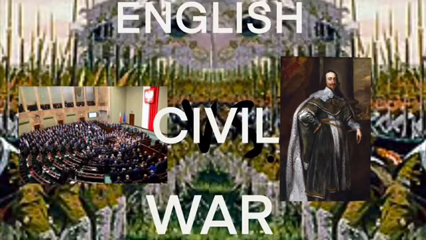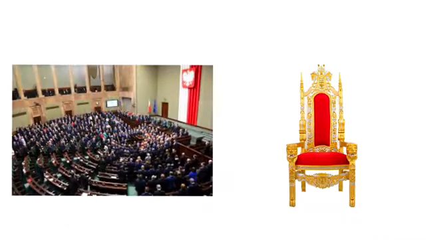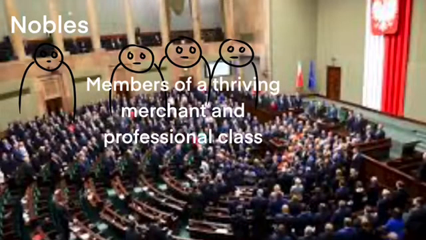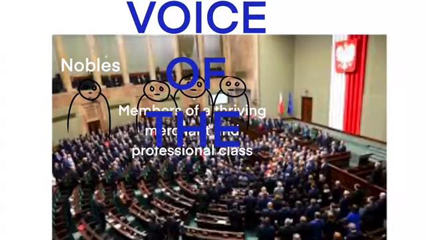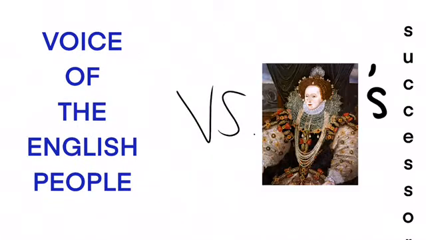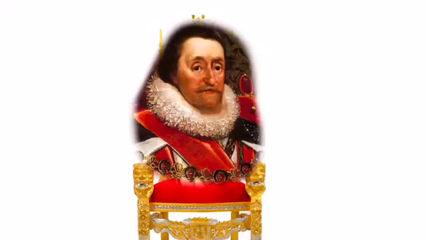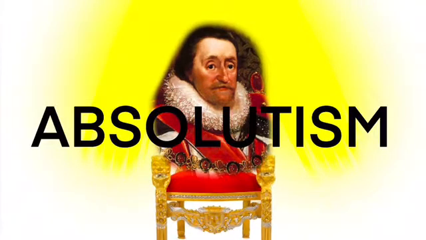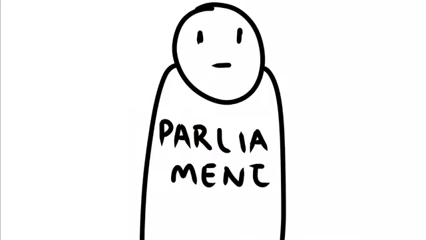Ah, yes, the English Civil War. Issues with Parliament and the question of who was to take the throne. Parliament was made up of nobles and members of a thriving merchant and professional class, or the voice of the English people, who clashed with the monarch they had invited to succeed the heiress Elizabeth I. James I agrees to take the throne in 1603 under the idea of absolutism, which brings up tensions with Parliament.